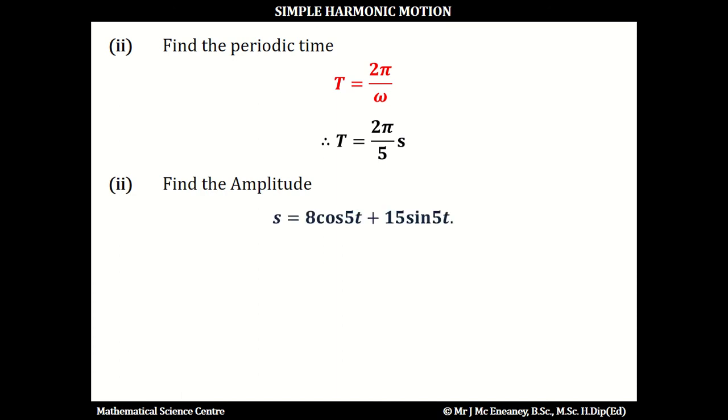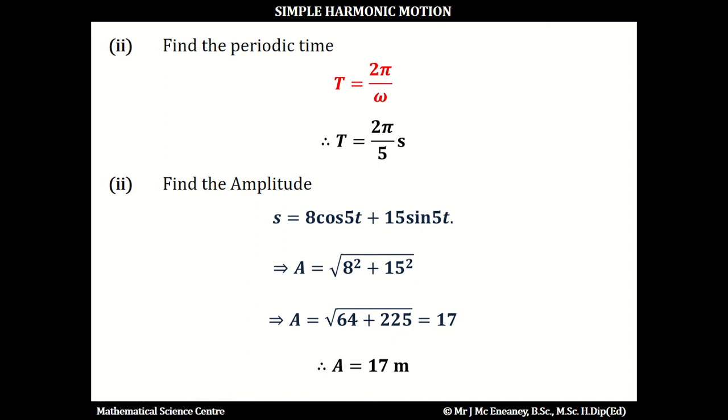Part 2 then, we want to find the periodic time. So T equals 2 pi over omega. So T is just going to be 2 pi over 5 seconds. Next, we want to find the amplitude. Now the displacement s is 8 cos 5t plus 15 sin 5t. Using Pythagoras' theorem, the amplitude A is going to be the square root of 8 squared plus 15 squared. 8 squared is 64, 15 squared is 225. When you add these together, this gives 289, and the square root of 289 is 17. So the amplitude A is 17 meters.